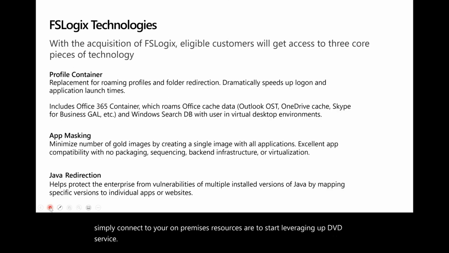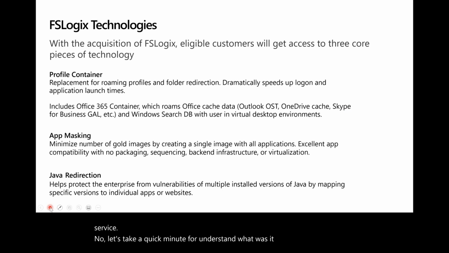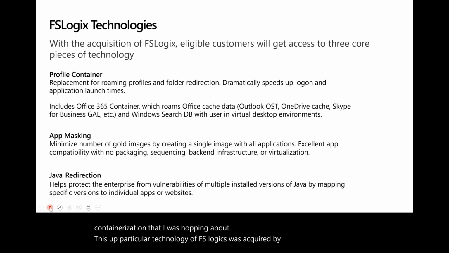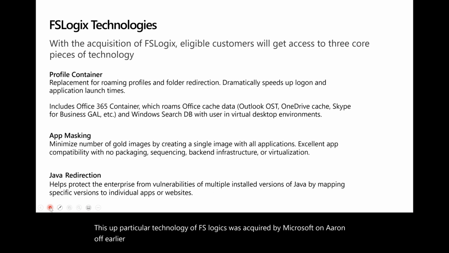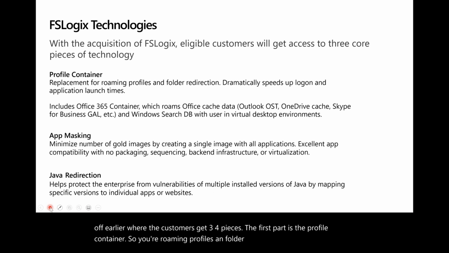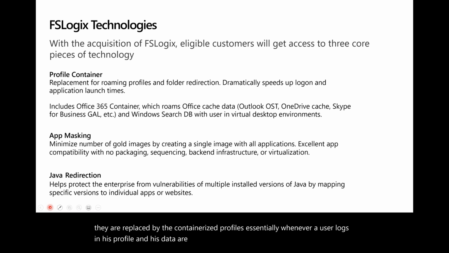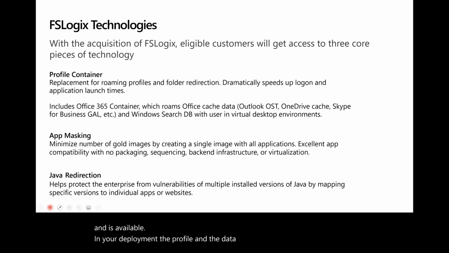Now, let's take a quick minute to understand what it was about the containerization that I was harping about. This particular technology of FSLogix was acquired by Microsoft a year and a half earlier, where the customers get three core pieces. The first part is the profile container. So your roaming profiles and folder redirections are replaced by the containerized profiles. Essentially, whenever a user logs in, his profile and his data are containerized, and whichever VM is up and running and is available in your deployment, the profile and the data is dynamically attached to that VM.